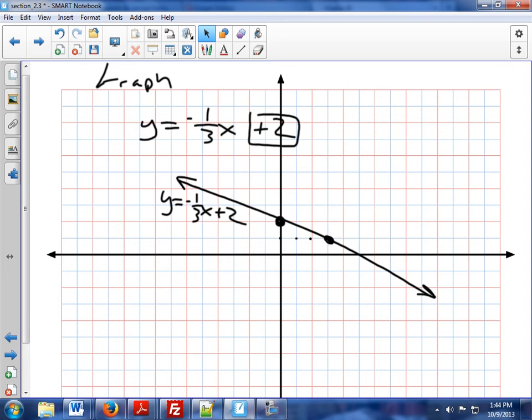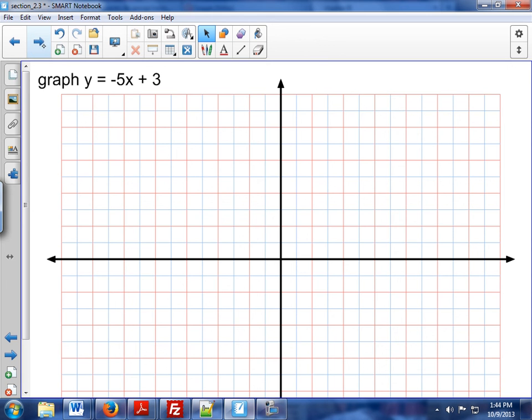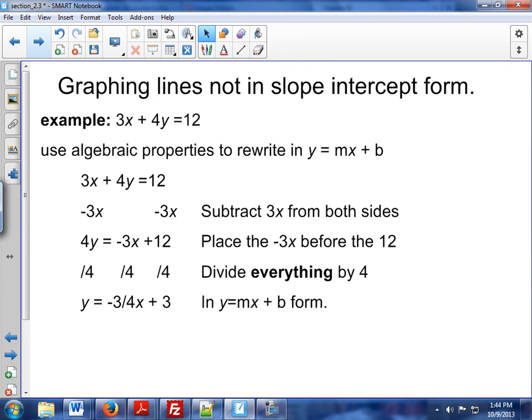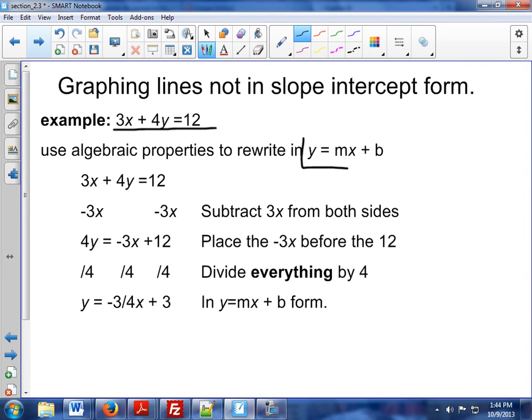Sometimes they're not in this form, so you have to put them into that form. Oh, I guess I did have one there. For example, that is not in slope-intercept form: 3x plus 4y equals 12. We need it to be in this form.